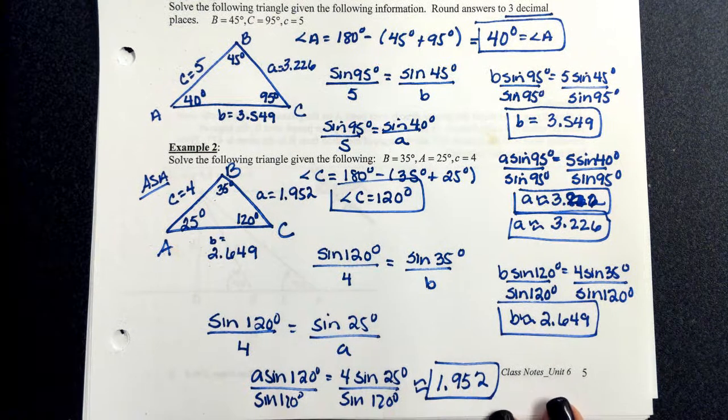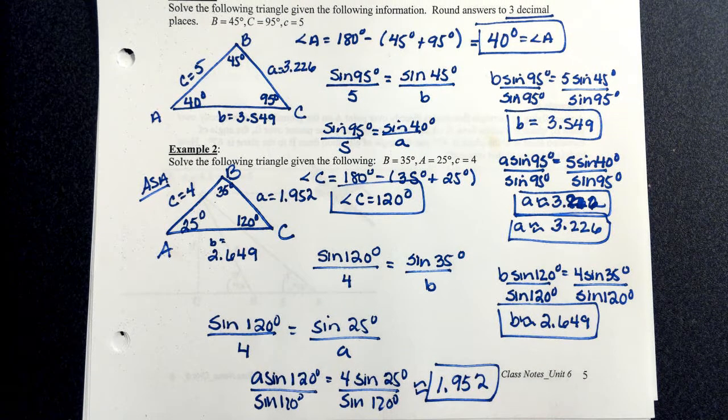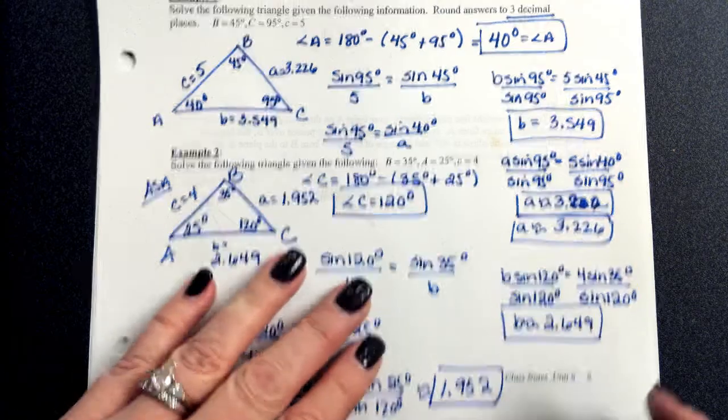We'll come up with about 1.952. Okay? Again, remember, double check. The largest side should be 4, which is opposite the largest angle, which is 120. The smallest side should be opposite your smallest angle, which is 25 degrees, opposite the 1.952. So any questions on how you can use the law of sines to solve for the missing angle? Again, I've got to give you the two angles and a side in order to set up the law of sines, either the AAS or ASA. Any questions on how we use that to solve for the angles and or the sides?